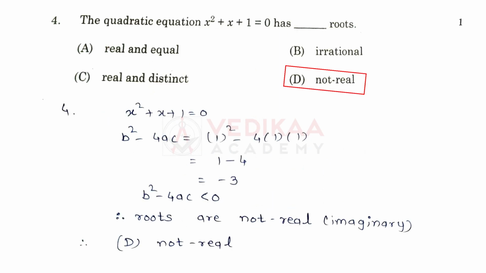Next one, a quadratic equation was given to you and the nature of the roots was asked. Here you have to calculate b square minus 4ac. Here a is equal to 1, b is equal to 1 as well as c is equal to 1. If you calculate b square minus 4ac, it comes out to be minus 3, which is less than 0. We know that if b square minus 4ac is less than 0, the equation has imaginary roots or non-real roots. So the correct option is D, non-real.